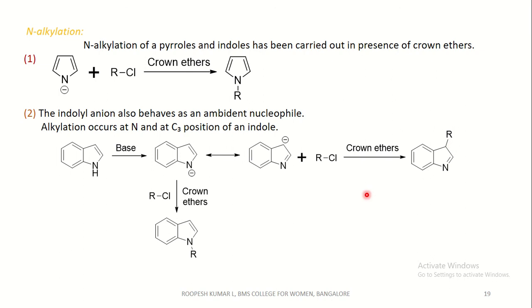Whereas alkylation also takes place at the nitrogen position, where this negative charge attacks this carbon of the alkyl group with the elimination of chloride ion in the presence of crown ethers to form the N-alkylated product.